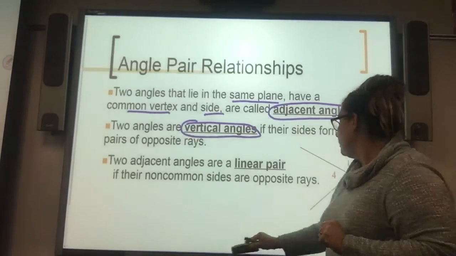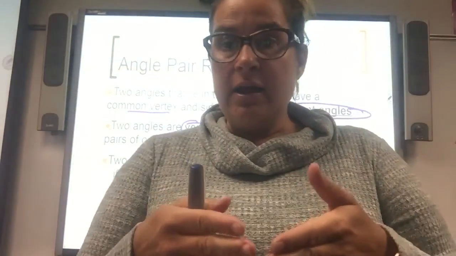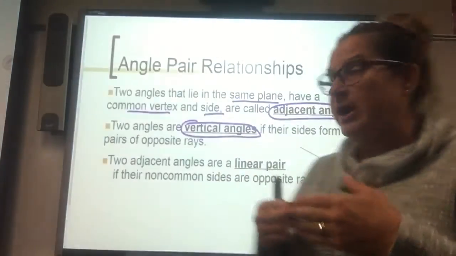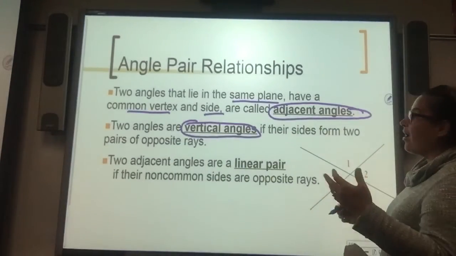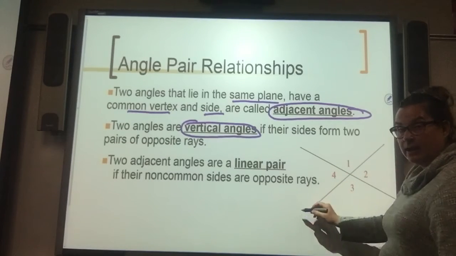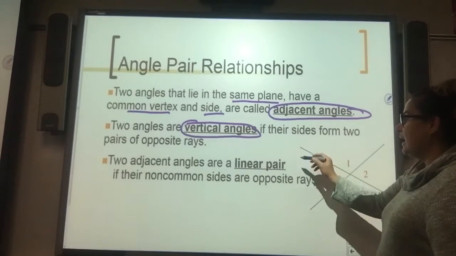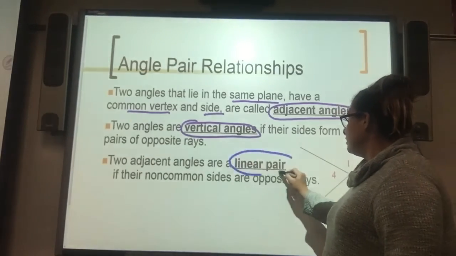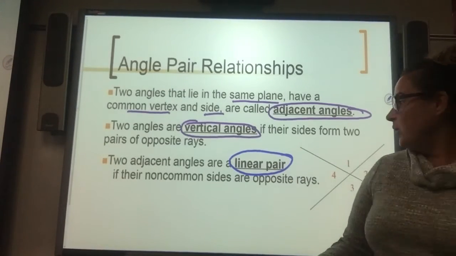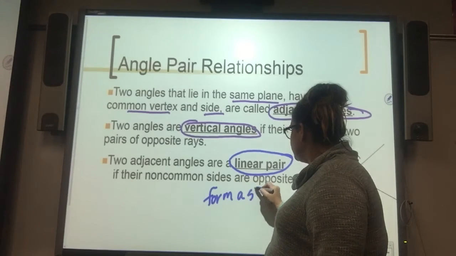Linear pair. So think of linear from last year. Linear means straight line. All right, these are two angles that when they're formed together, form a straight line. So 1 and 4 are also considered a linear pair because this is a straight line. 1 and 2 are also a linear pair because this is a straight line. So linear pairs, their non-common sides are opposite rays. In other words, they form a straight line.